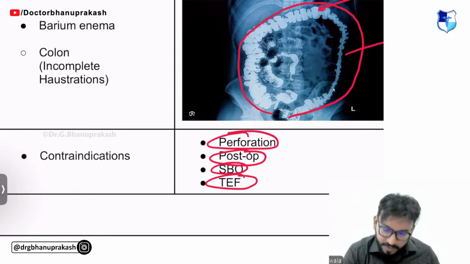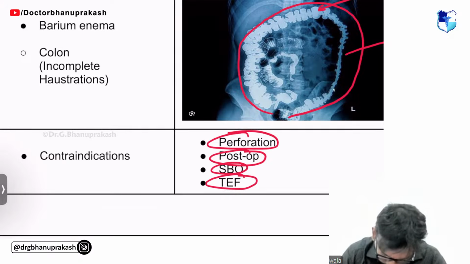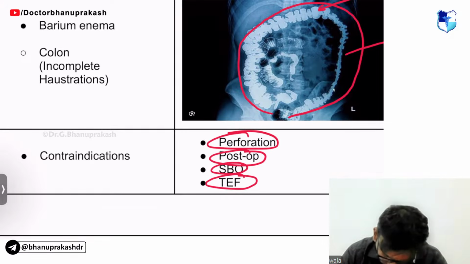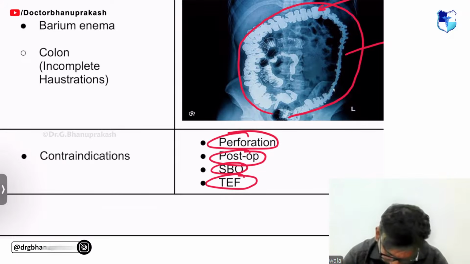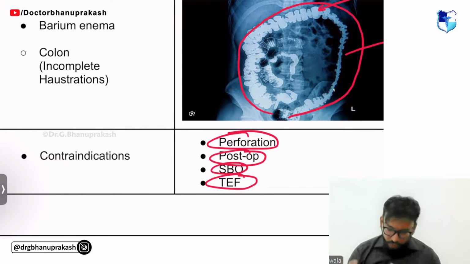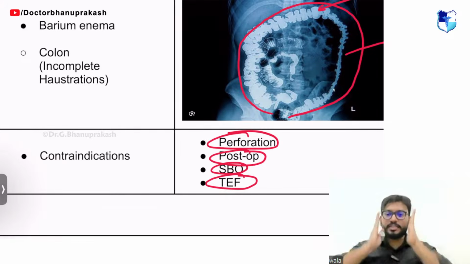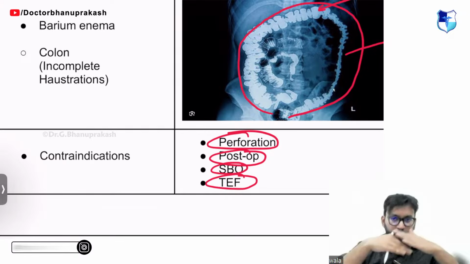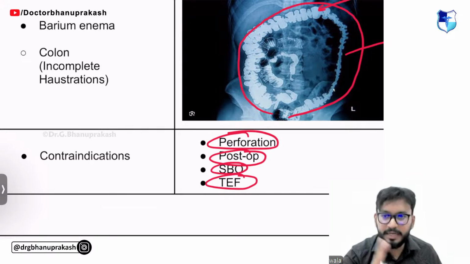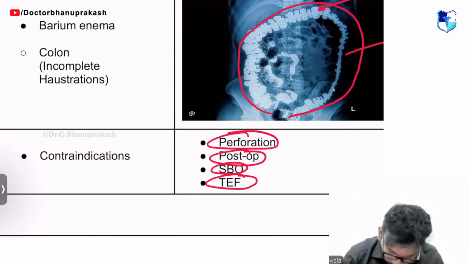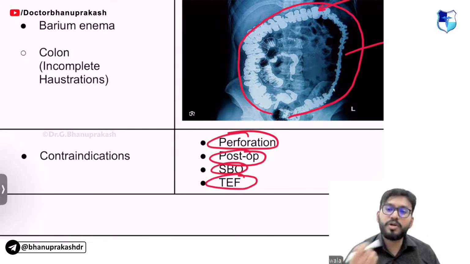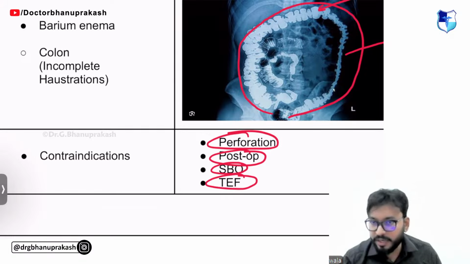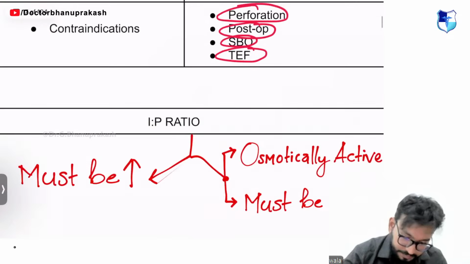And this is TEF. What is TEF? Very simple. I told you one simple rule for barium: as long as it is within the GI tract, it is safe. Perforation, don't give. If outflow is obstructed, small bowel obstruction, paralytic ileus, post-op, don't give. TEF is tracheoesophageal fistula. Because it will go into the trachea, it is not safe. You will not give barium.